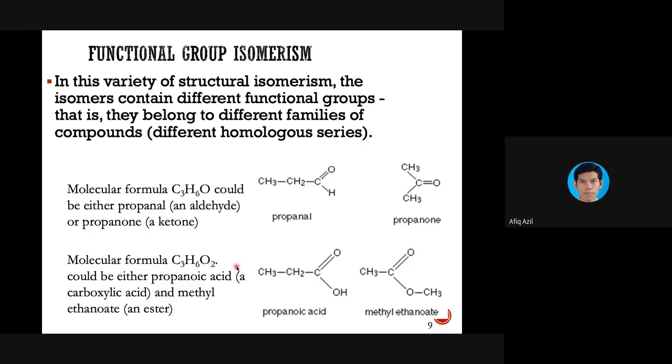And for this one, okay, you have an ester and also a carboxylic acid sharing the same molecular formula. And earlier in the second chapter, if you recall, alkene and also cycloalkane also share the same general formula, which is CnH2n. Okay, they also have the same number of carbon and hydrogen, but one is a cycloalkane while the other is an alkene. Okay, different functional group.